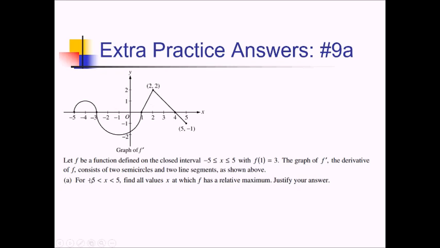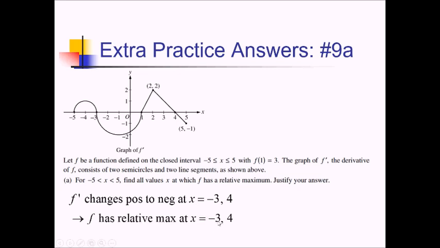Our first task is to find all the values where f has a relative max, with justification. So if I want to know where f has a relative max, I need to know where f prime is changing from positive to negative. So looking at my graph up here, I see that f prime changes positive to negative at x equals -3 right there, and also if we keep going at x equals 4. So therefore, f has relative maxima at x equals -3 and 4.